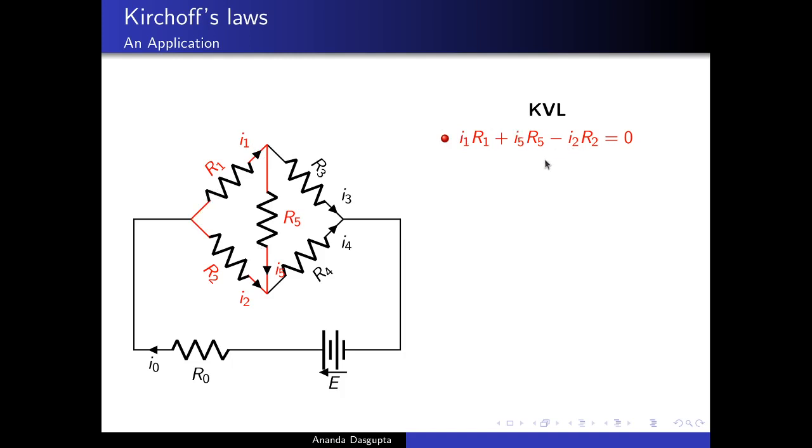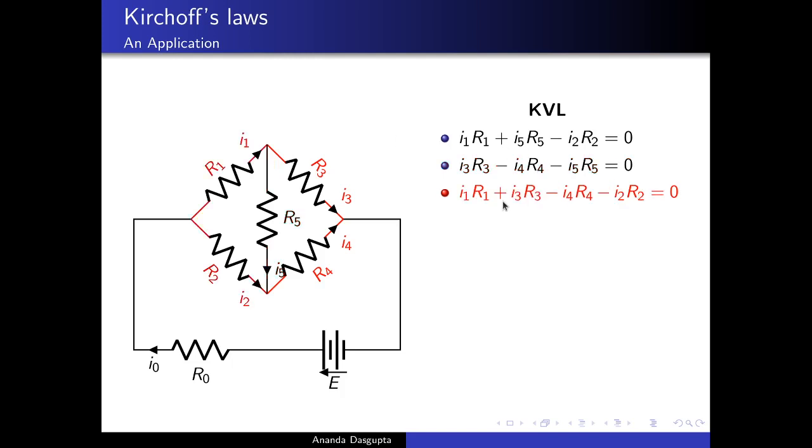No batteries in circuit, just voltage drops, current and resistance. Remember, if you are going in the direction of the current, give it a plus sign. If you are going in the opposite direction, give it a minus sign. So next, let's look at this loop. I3 R3 plus, because we are going in the direction of the current, minus I4 R4 minus I5 R5, because these two were against the direction of the current, you get 0.